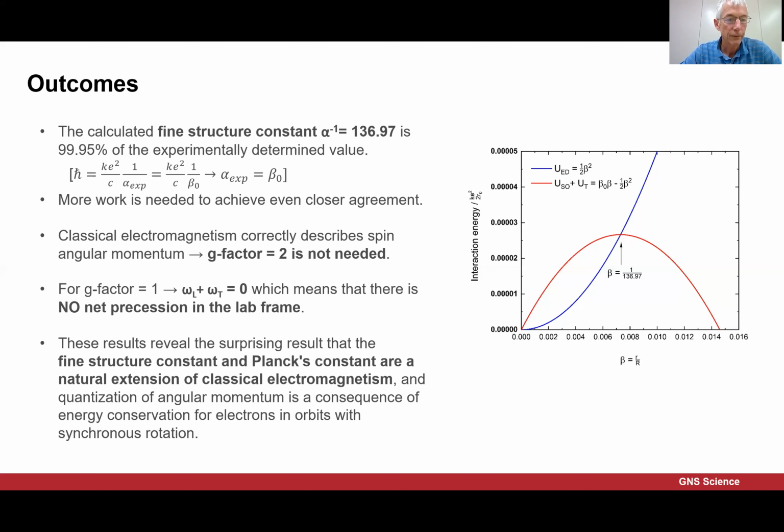And so the outcome is basically that these results reveal the surprising result that the fine structure constant and Planck's constant are a natural extension of classical electromagnetism, and that quantization of angular momentum is a consequence of energy conservation for electrons in orbits with synchronous rotation. So a surprising result, but hopefully an exciting one too.